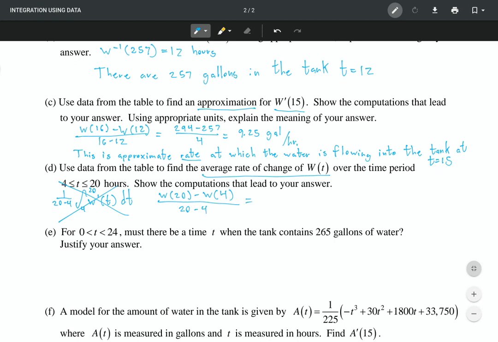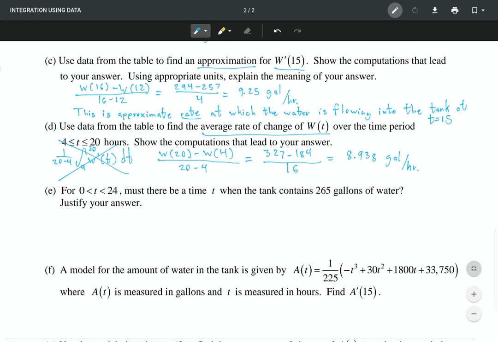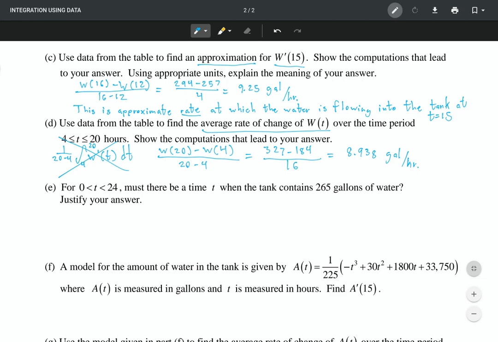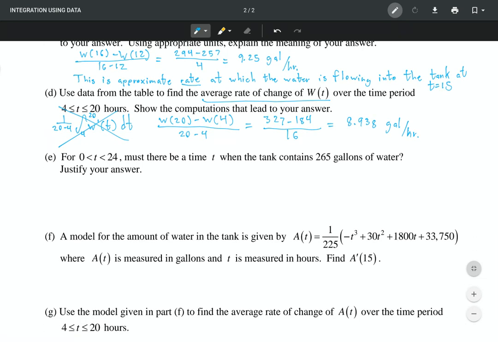All right, so if you actually put that on your calculator, let's see, you got 327 minus 184 over 16, which is 8.938. And please do not forget to round to 3 decimal places. All right, that's that, guys. Do I have to explain the meaning of my answer? No, we don't have to. Good. Okay, so now notice how they're very similar, right?